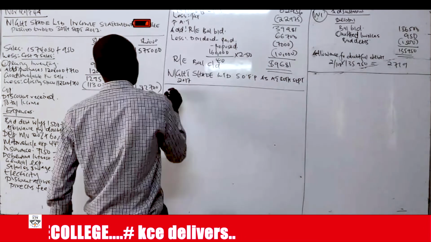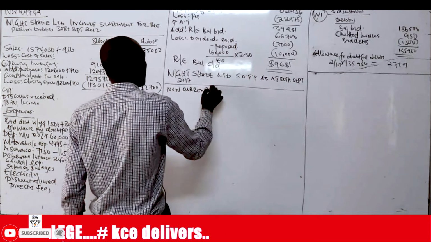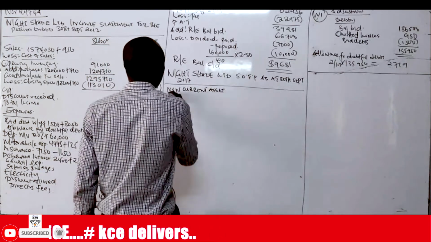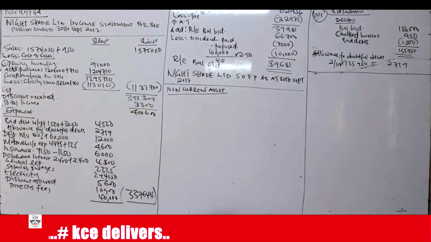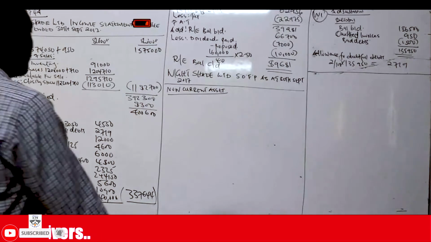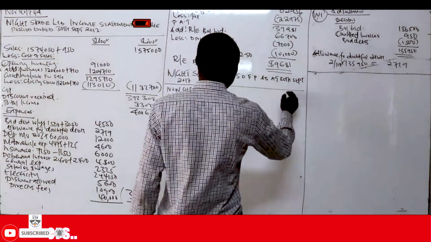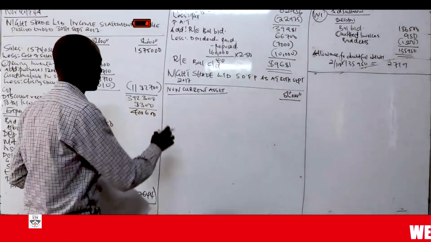So you start with the non-current assets. Revenue reserve is the profit balance brought down from the previous accounting period. Are we together? So we come here and write shillings and thousands here. So we start with non-current assets.